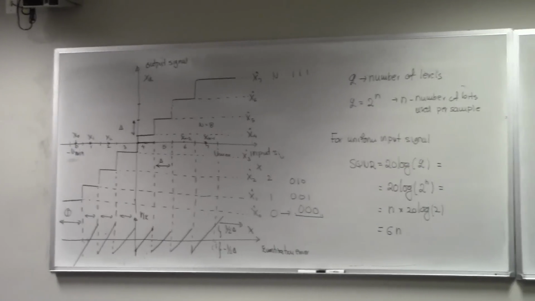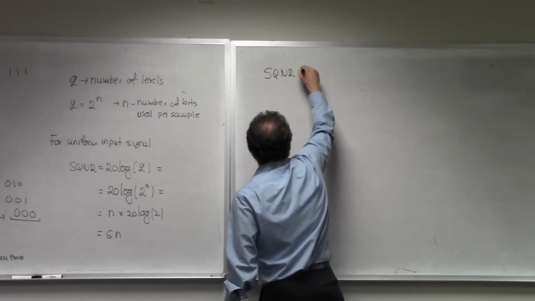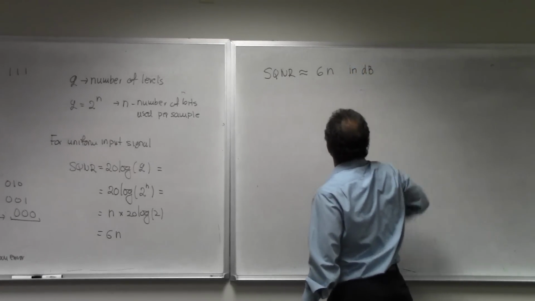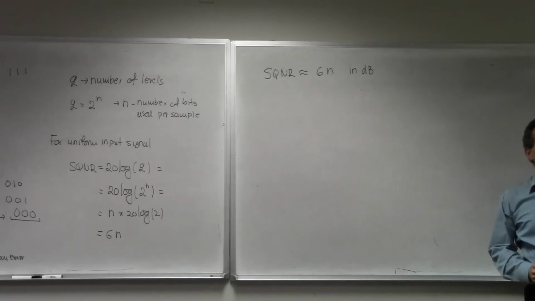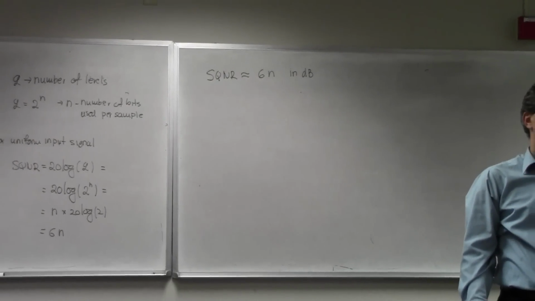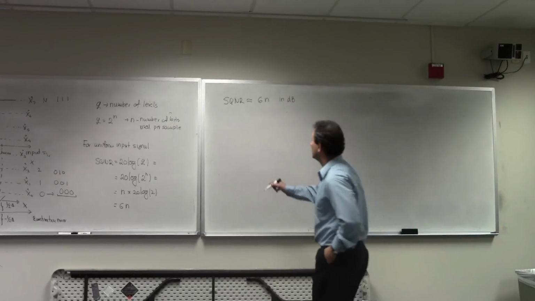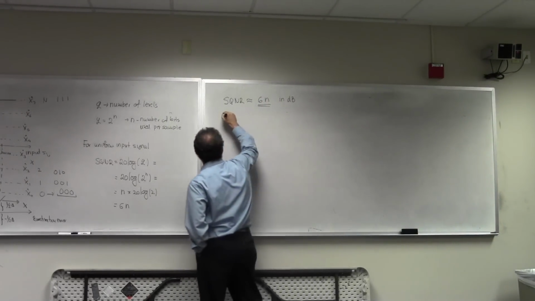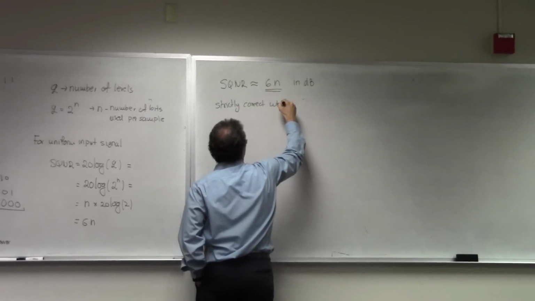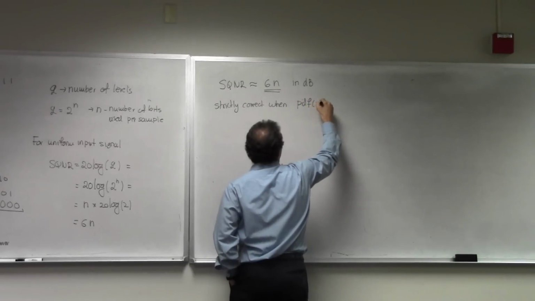When you talk about signal to quantization noise ratio, you say it's 6n, in dB. So if I have a 5-bit quantizer, what is the expected signal to quantization noise ratio at the output? 30 dB, right? Now, let's say you put in your signal and it's not 30 dB. What's the reason? It's a different PDF. This is strictly correct when the PDF of X is uniform.